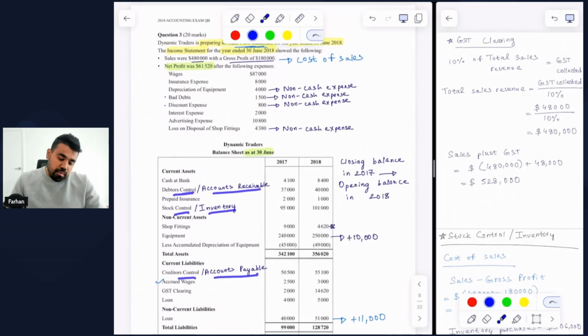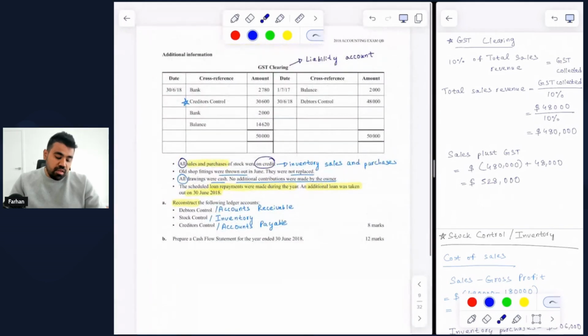You are also given some additional information. You're given the ledger account for the GST clearing, which is a liability account and refers to your obligation towards the ATO. You are also given some other information such as all sales and purchases of stock were on credit, all drawings were on cash, and you have taken a loan out on 30 June 2018, and you've also made some loan repayments during the year.